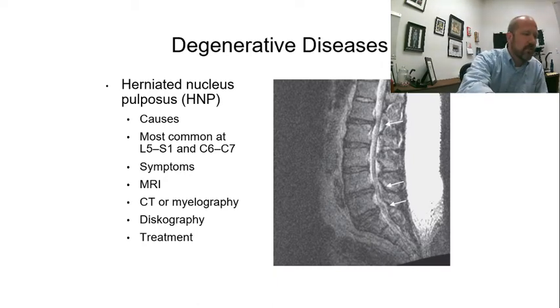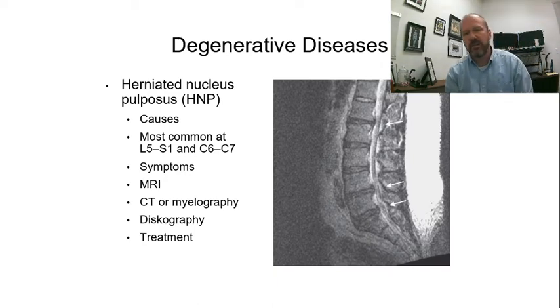All right, let's talk about degenerative diseases of the spine. This is a really crappy MRI picture of herniated nucleus pulposus.